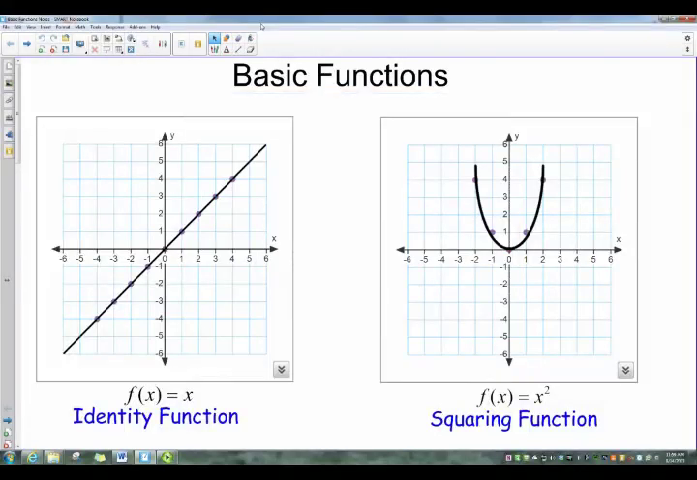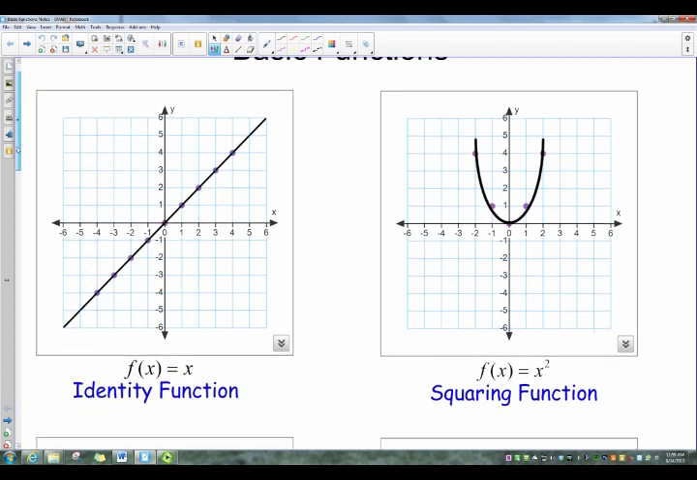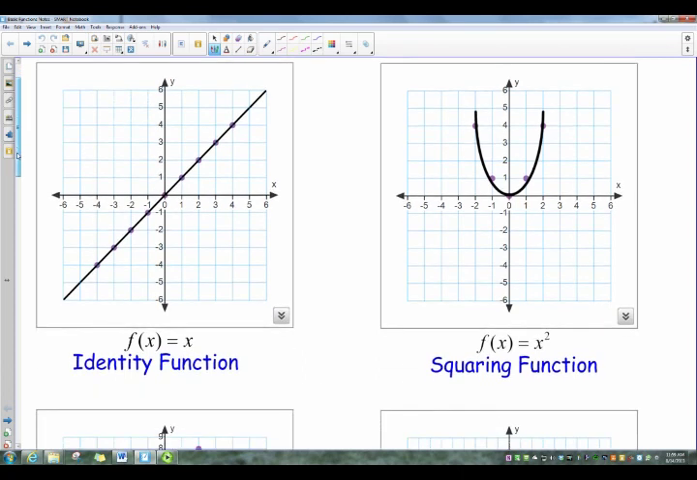All right, everyone, in this section, we're going to look at some of the basic functions and identify different parts of them. Okay, so first function we're going to look at is what's called the identity function.